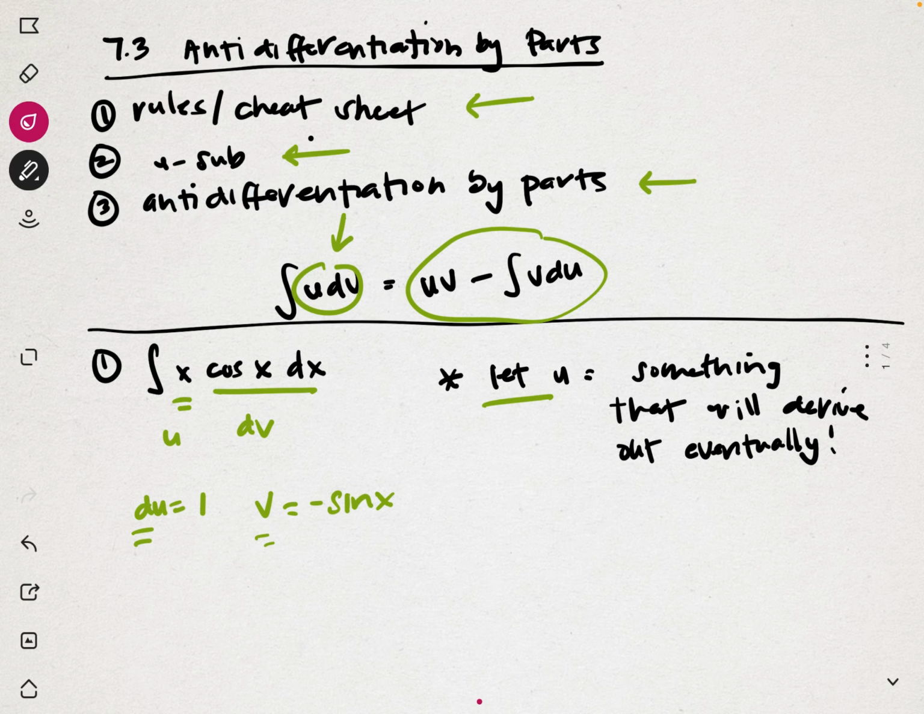So we're going to have uv, so x times negative sine x. So negative x sine x is our uv. And then we have to do our integral of v du. So we have v du, sine x times 1. Right, du is 1. I should probably say dx, right? dx. Okay, so this is our negative v du. Oops, I forgot a negative there.